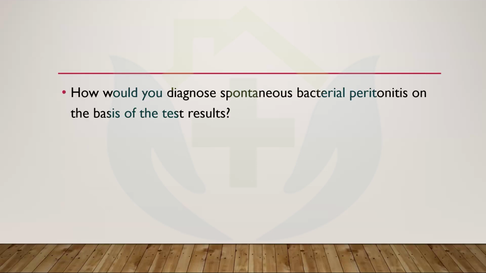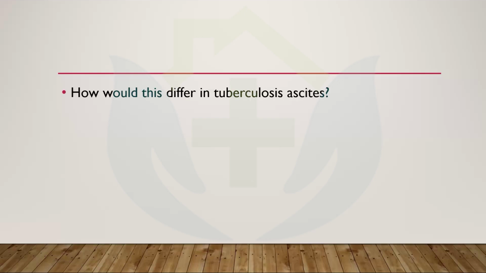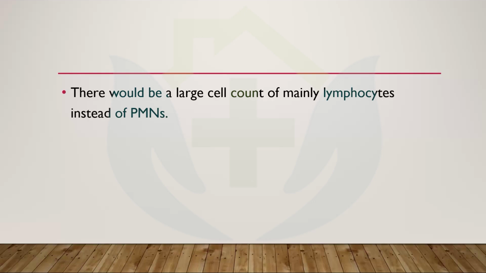How would you diagnose spontaneous bacterial peritonitis on the basis of the tests? You have sent all the tests. Very simple. If the polymorphonuclear cells are more than 250, we diagnose it as spontaneous bacterial peritonitis. How does this differ from tuberculous ascites? In tuberculosis, there is a predominance of lymphocytes instead of polymorphonuclear neutrophils. Okay, so this will differentiate it from tubercular ascites.